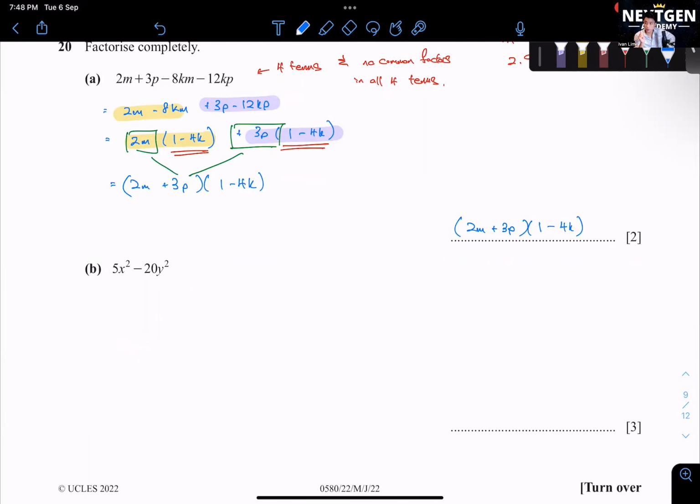Okay, question 20b. How to factorize this? Okay, so this one falls under this a square minus b square equals to a plus b, a minus b. Okay, this one actually, if you go watch my Instagram, you all will watch this, you all can get this as well.